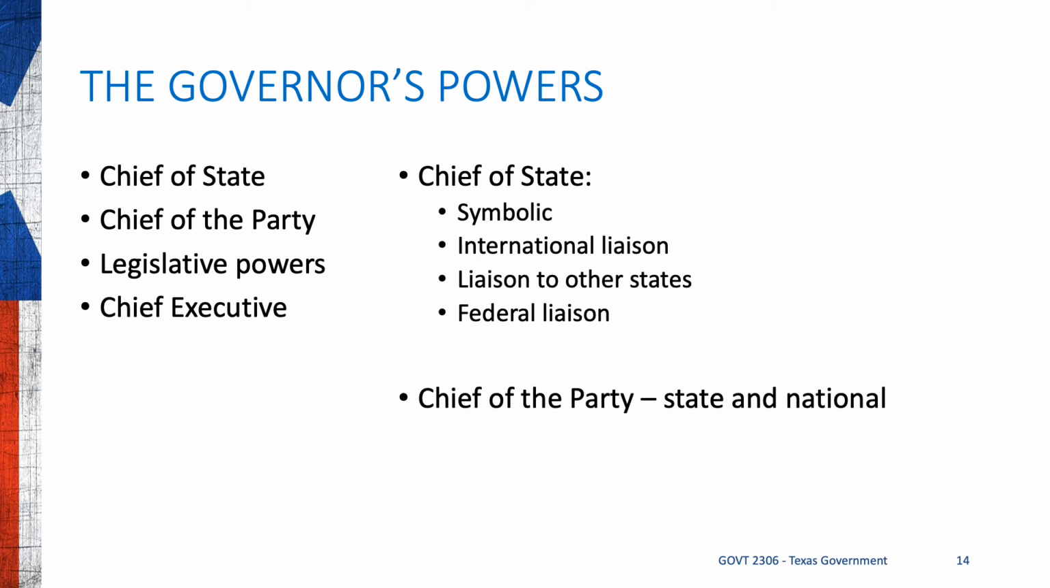And then finally, the governor is a liaison to the federal government. So the governor will be the voice of Texas when we need some sort of federal aid, like if there is a huge hurricane that hits and we need some federal funds to help us with the disaster, then the Texas governor will ask for that. We'll go to the federal government for that.